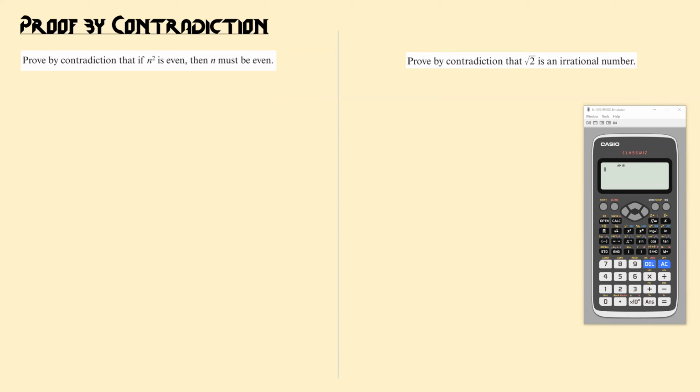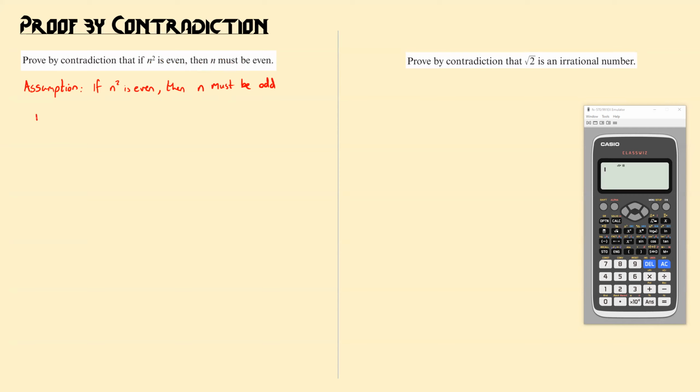So for example, if we start with the statement, if n squared is even, then n must be even, we're going to start by writing down what we're going to call the assumption. So our assumption here is that if n squared is even, then n must be odd. So we're just going for the exact opposite of what's given. So we're going to start with n being odd, and we're going to find out what happens to n squared and go from there.